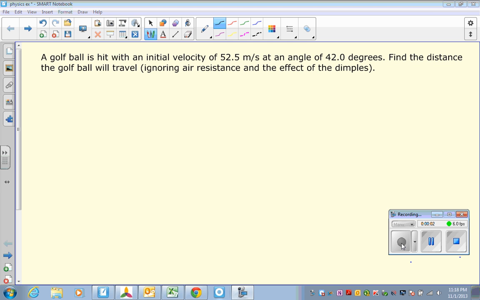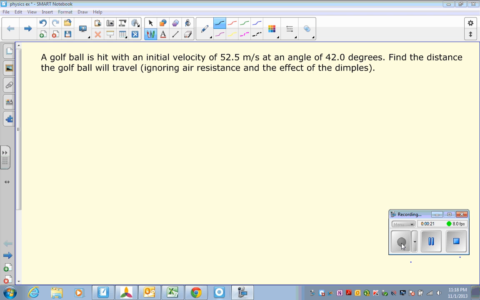Okay, so we're going to do a problem with a projectile that's launched at an angle. In this case, we have a golf ball that's hit with an initial velocity of 52.5 meters per second at an angle of 42.0 degrees. Find the distance the golf ball will travel, ignoring air resistance and the effect of the dimples.